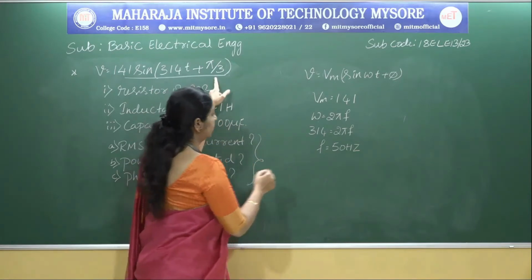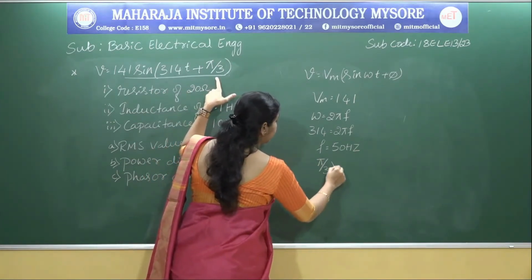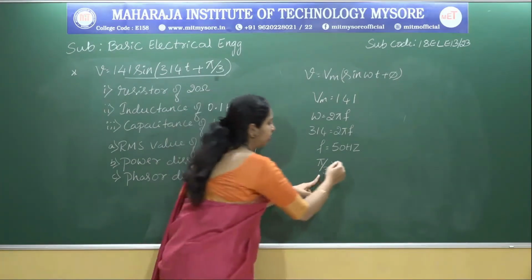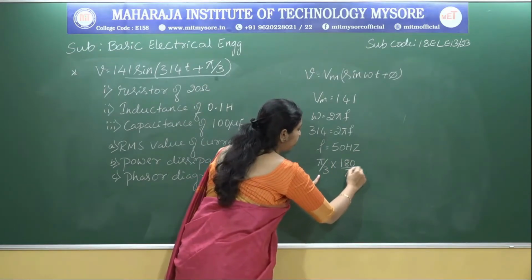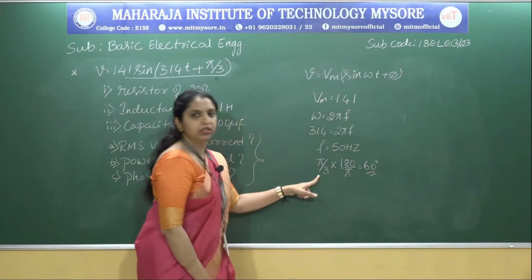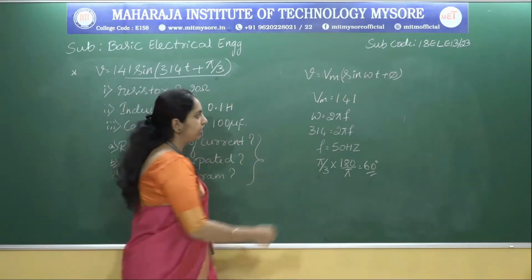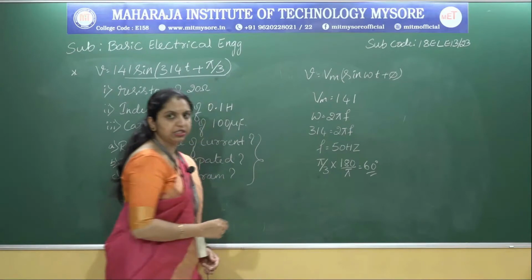And here the angle is pi by 3. What is the angle pi by 3 in degrees? I have to multiply it by 180 divided by pi, so you finally get 60 degrees. From the given equation, we have identified these values: Vm, the frequency, and the angle, which is 60 degrees.